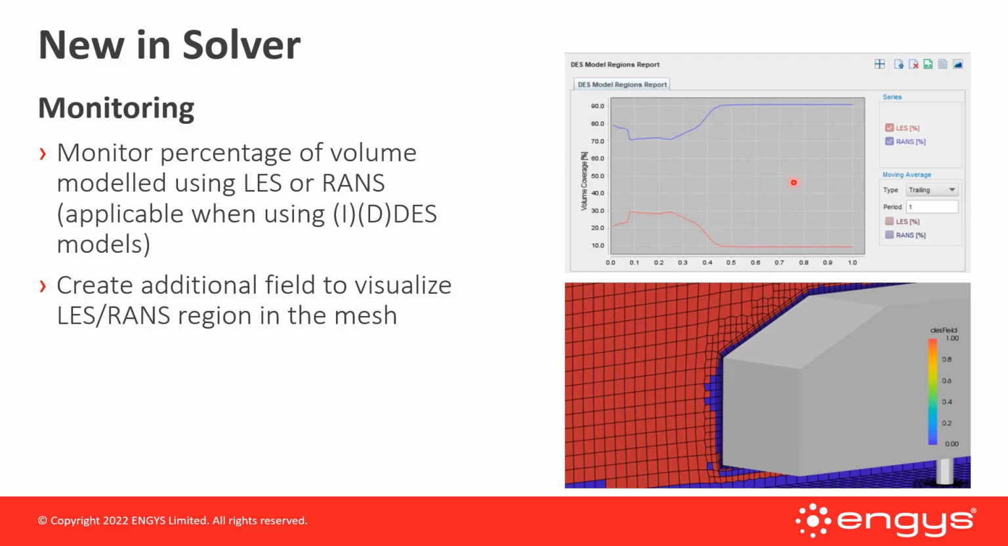But in addition to that, you also have an additional LES/RANS switching field to visualize the LES and RANS regions in the mesh respectively. So in the blue area here, you can see where the RANS is applied. In the red area is where you have the LES region.